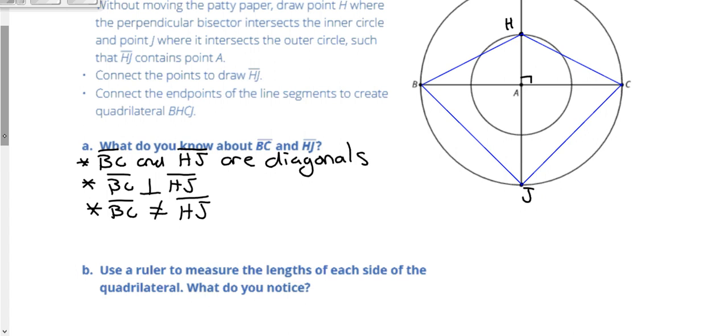Okay, so I got 3.5 centimeters, 3.5 centimeters, 4.5, and again, your measurements can be a little bit different, that's fine. So in essence, this one is congruent to this, and this one is congruent to this one here.